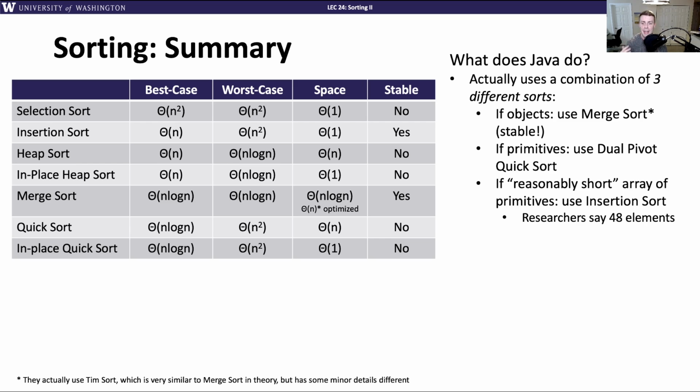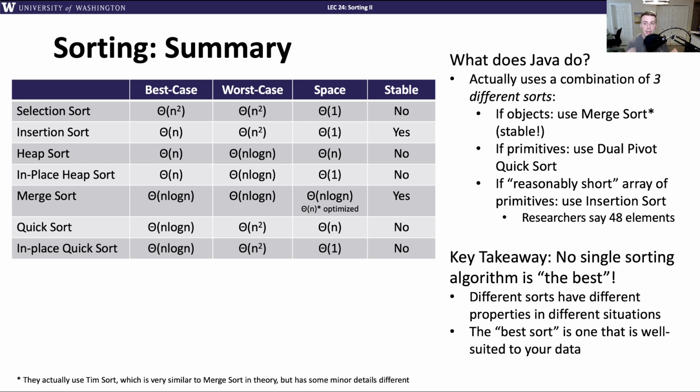So the big takeaway, though, is that no single sorting algorithm is the best. They all have different trade-offs. Different sorts have different properties, and you may or may not need those properties based off your application. The best sort is always going to be the one that is suited to your data and to your application.